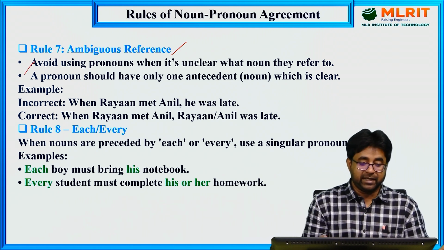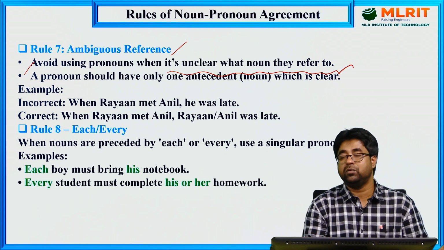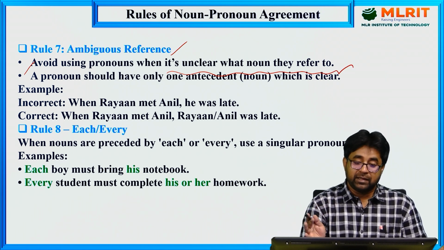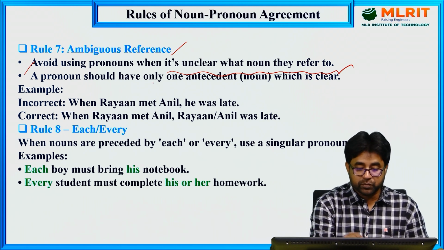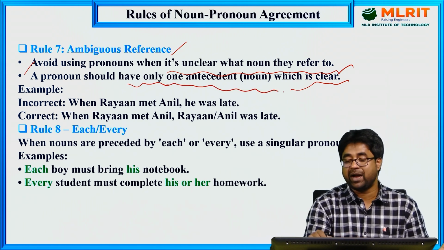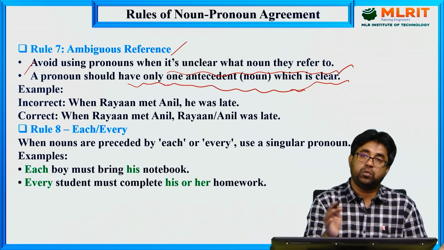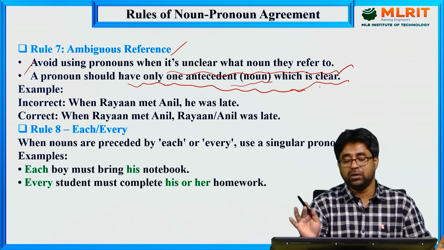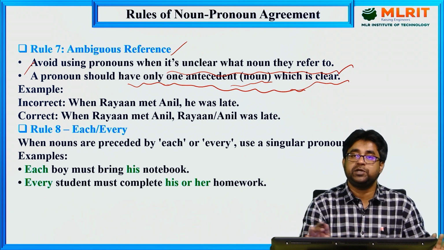So you can see here, avoid using pronouns when it's unclear what noun they refer to. So it's better not to use a pronoun until the pronoun refers clearly to a noun. Remember that a pronoun should have only one antecedent, which is clear. This is one basic fact that you need to remember. A pronoun should always refer to one single antecedent or noun which is clear. So first thing is one pronoun should refer to one noun and that reference point should be pretty clear.